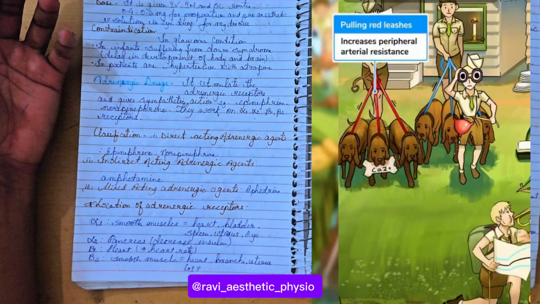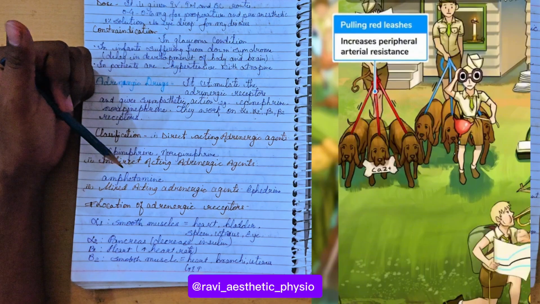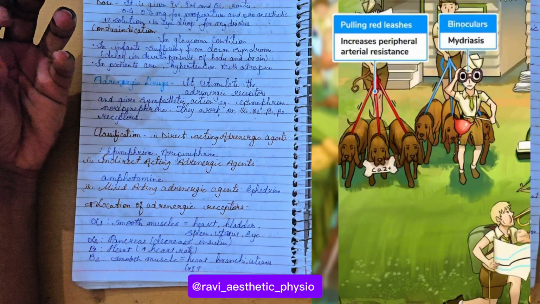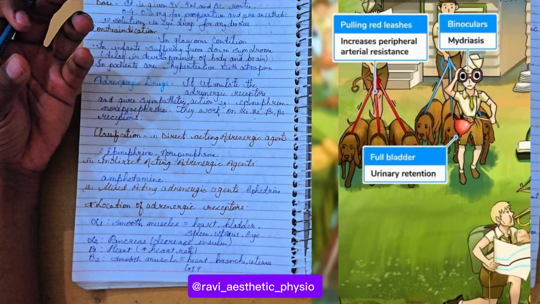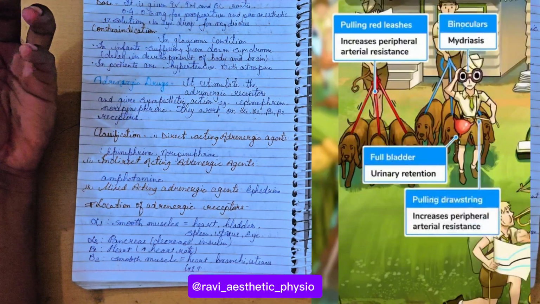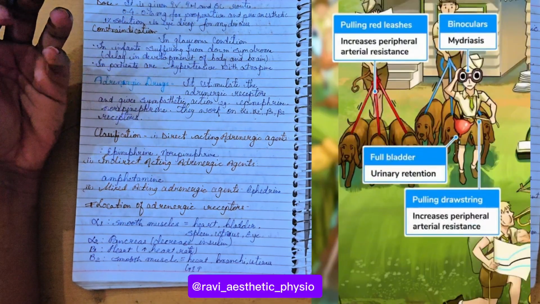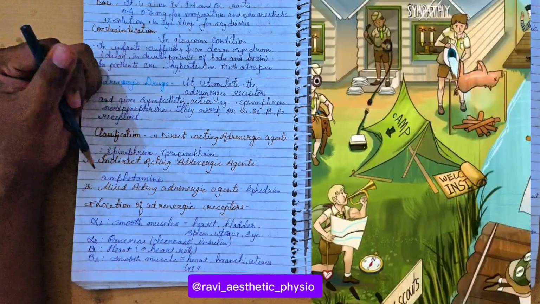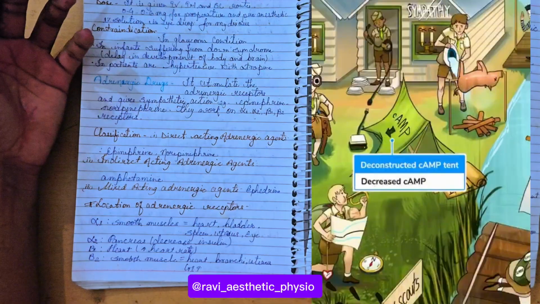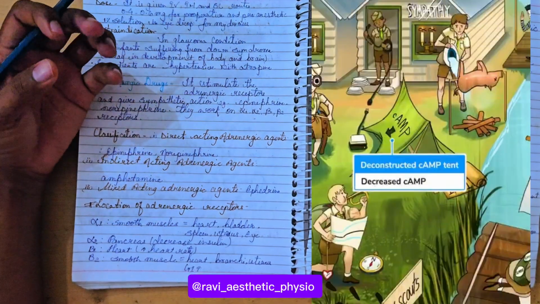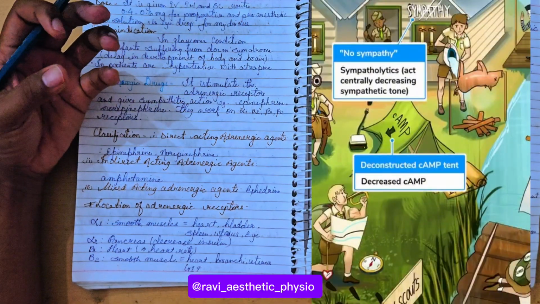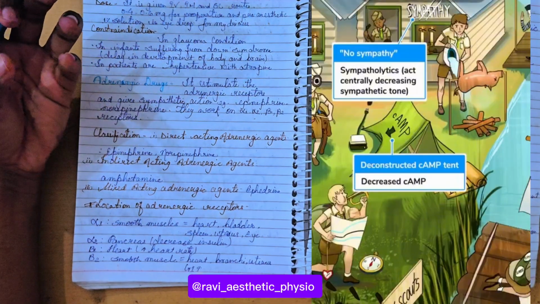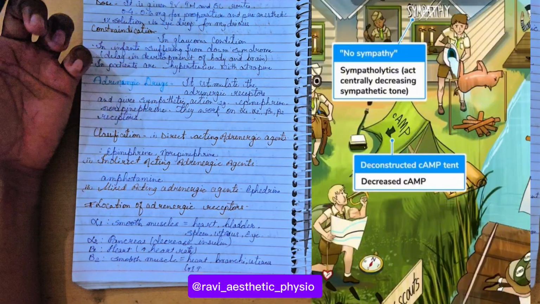Indirect acting adrenergic agent: there is one medicine like amphetamine that does not bind directly to the receptor, but it shows the action of the parasympathetic or sympathetic system in the body indirectly, without binding directly. Next is the mixed acting adrenergic agent, like ephedrine. This medicine will sometimes show sympathetic or parasympathetic action depending on the person. So it is a mixed kind of acting adrenergic agent in the body.